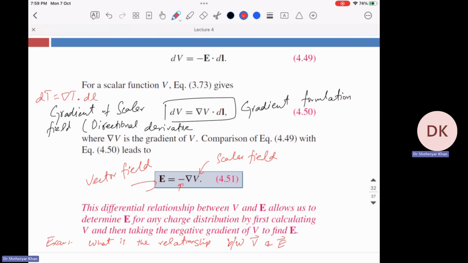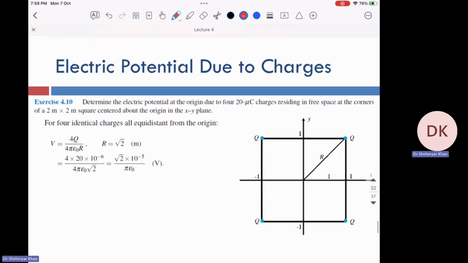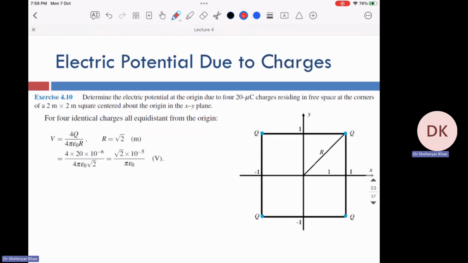That was the discussion, and now we will solve an important question we asked before in the midterm. I would suggest that when you are preparing for your midterm or final exams, you should always prepare one sheet for your reference, so that you can have everything at your fingertips. This question asks to determine the potential due to four charges.